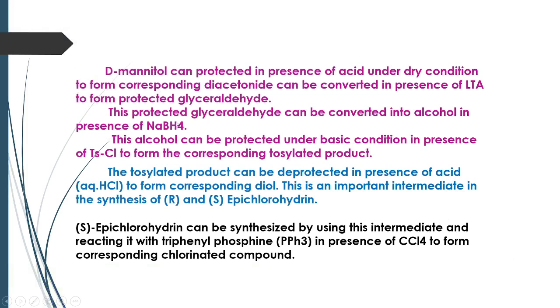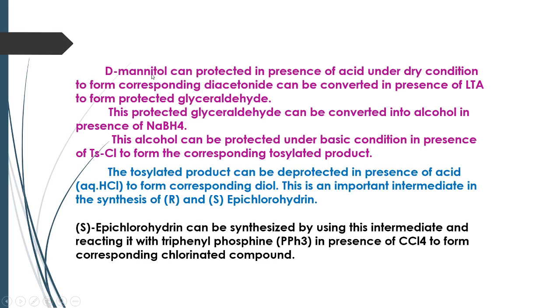So the D-mannitol can be protected in presence of acid under the dry condition to form the corresponding diacetonide. We start the synthesis from D-mannose. D-mannose is our precursor. Then we convert the D-mannose into D-mannitol. Then after, the D-mannitol can be protected in presence of acid, and we got the diacetonide, and this diacetonide can be converted in presence of LTA to form the protected glyceraldehyde. So this is the main step of our synthesis.